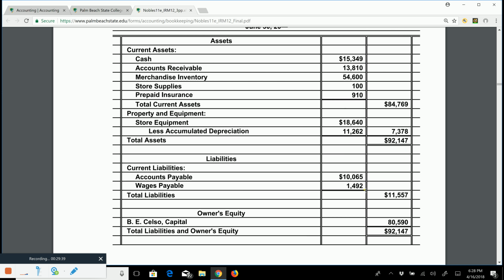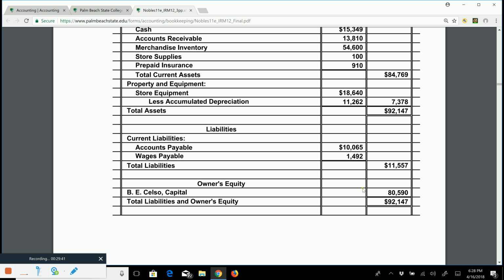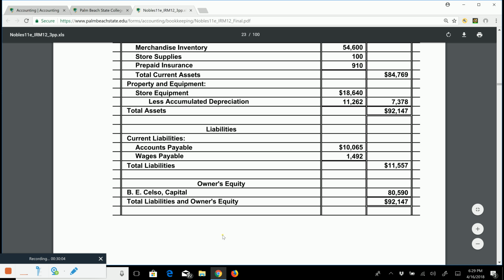$80,590. So the key here is to know how to use a worksheet, how to go through and prepare the financial statements, and you have to prepare them in proper order. The income statement first, the owner's equity statement second, and lastly the snapshot statement, the balance sheet, last.